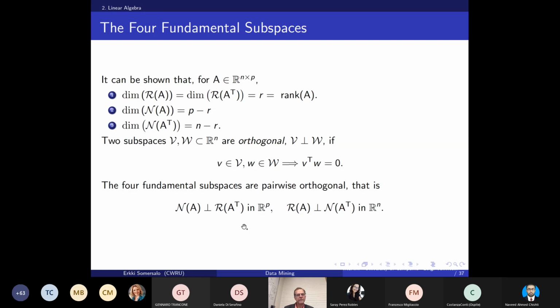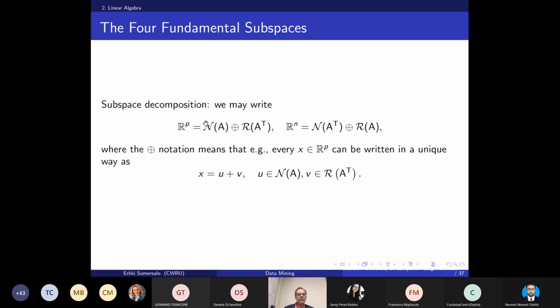in orthogonal components in the following sense. And this is the notation. We say that Rp is the direct sum of the null space of A and the range of A transpose, and Rn is the direct sum of the null space of A transpose plus the range of A. And what does this notation, this plus in the circle, mean?